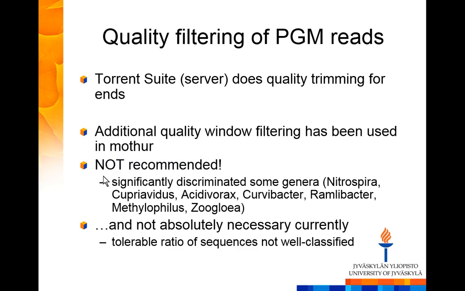For PGM reads, you have just one forward read, and always in sequencing, in Sanger sequencing, in Ion Torrent, PGM, 454, your quality drops towards the end of the sequence. So when you get Torrent data, you always take it through the Torrent Suite or server. And it already does some initial quality trimming for you.